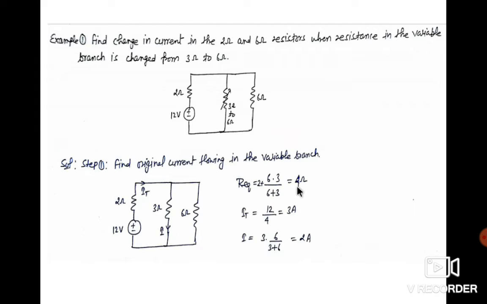The total R equivalent is 4 ohm. And then we have to find IT. I total is equal to 3 ampere. Then I is found by using the current dividing rule: we take the total current and divide by the resistance. So this is 2 ampere.